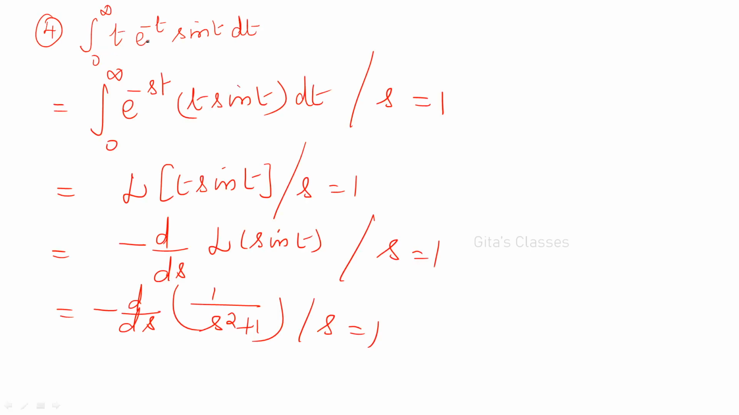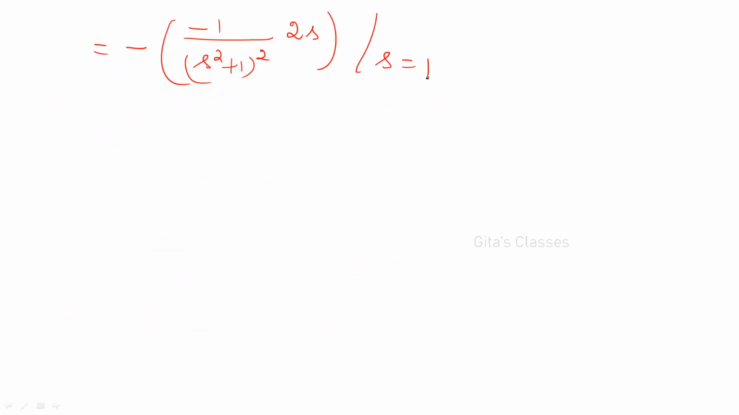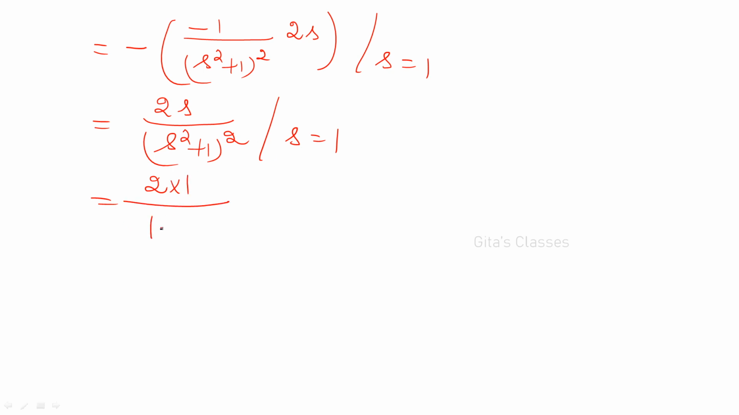That is minus d by ds of, what is L of sin t? 1 by s squared plus 1, at s is equal to 1. So that is equal to minus of d by ds of 1 by s squared plus 1. You have to differentiate 1 by s squared plus 1 with respect to s. So it is minus 1 by s squared plus 1 the whole squared into 2s, at the point s is equal to 1. So minus minus will become plus. So 2s divided by s squared plus 1 the whole squared at s is equal to 1. That is 2 into 1 divided by 1 plus 1 the whole squared. That is 2 by 4, which is 1 by 2.